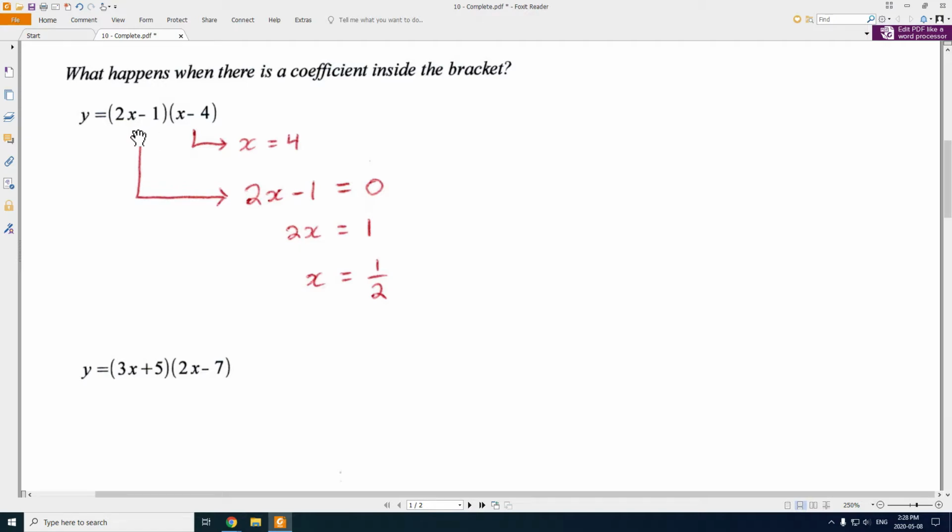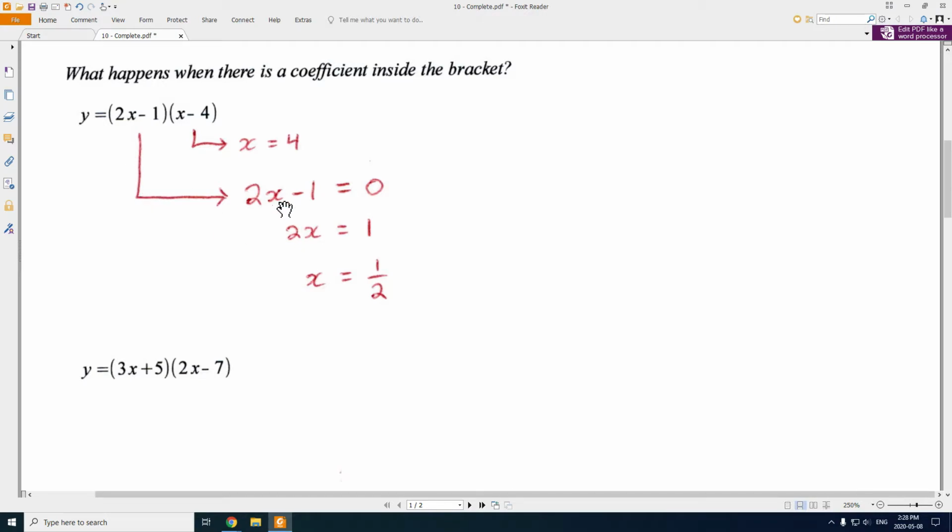Let's see if it works. If you plugged in 1/2 for your x, you would get 2 times 1/2 is 1. 1 minus 1 is 0. Yeah, that seems to work. So in this case, what that coefficient tells you is that that x-intercept is actually some sort of fraction. It's not a nice number, but that's okay.